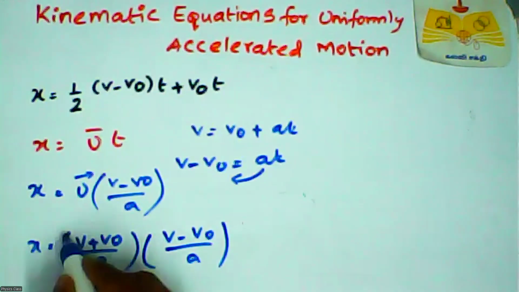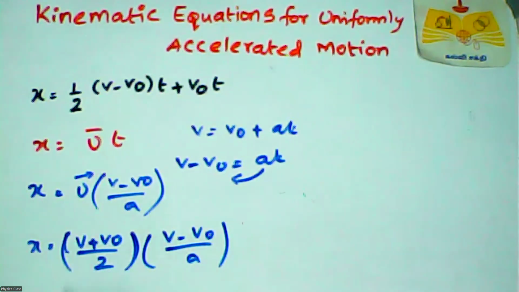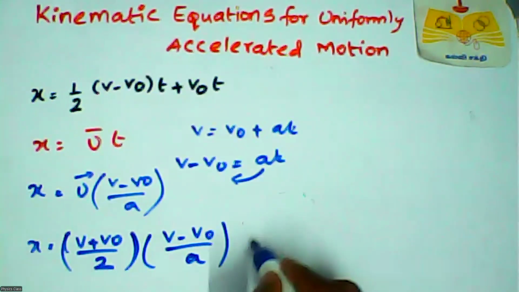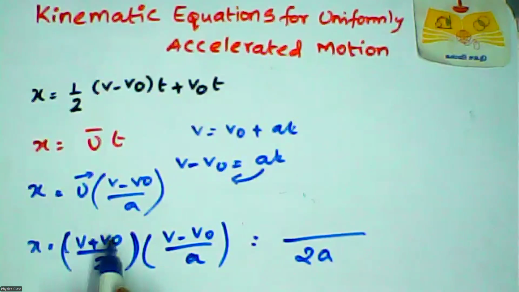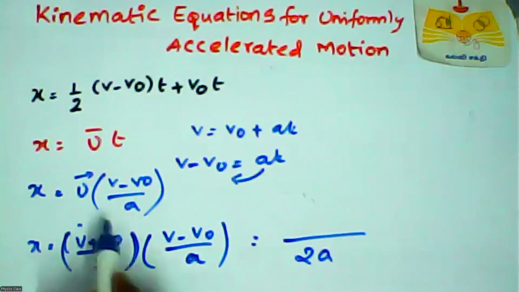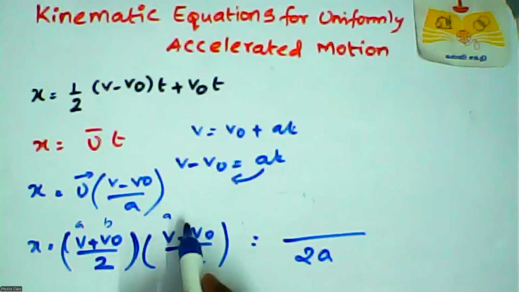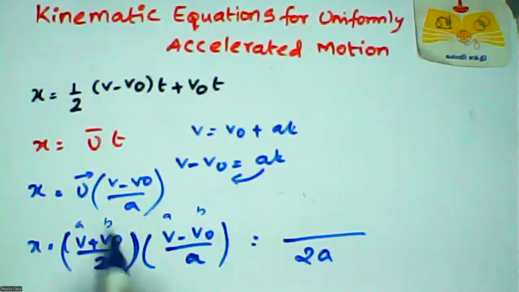You can multiply those terms. This is a, this is 2. Okay, so we can get 2a. But here you can see (a plus b) into (a minus b). You can take this as a and this as b. So this is taken as a, this is taken as b. (a plus b) into (a minus b).